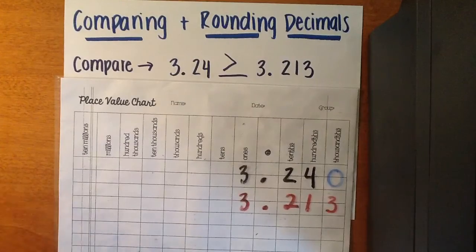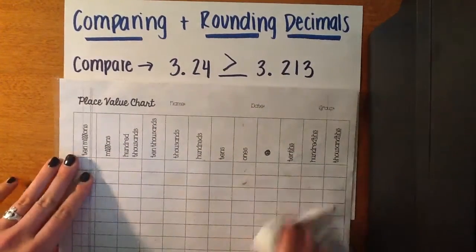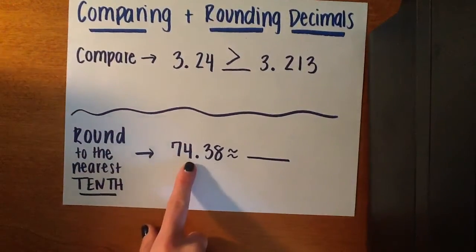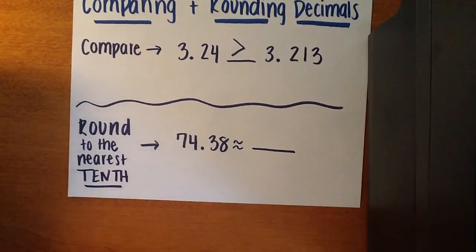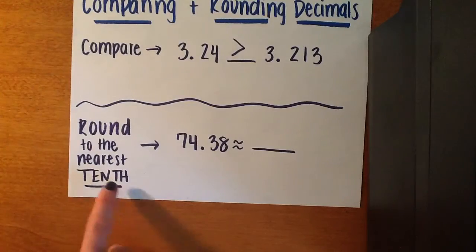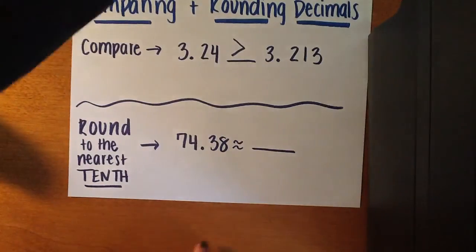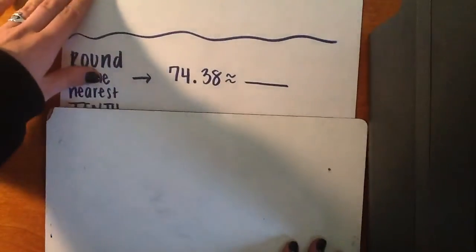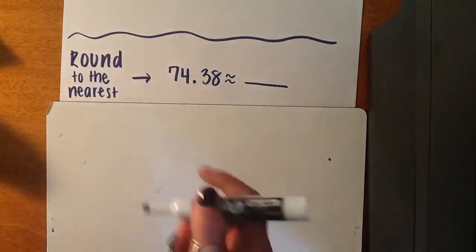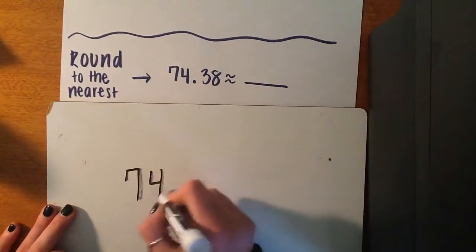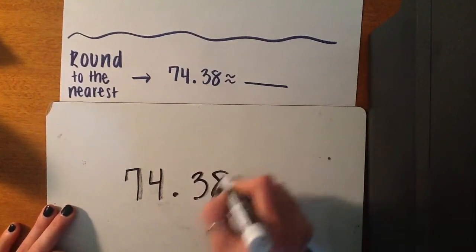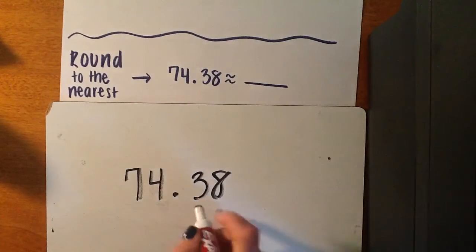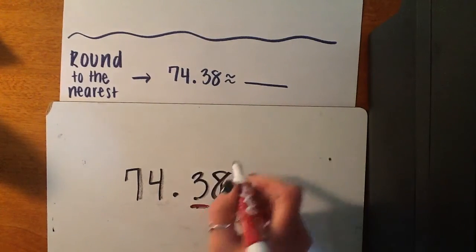Now we're going to round our decimals. It says to round this decimal, 74 and 38 hundredths, to the nearest tenth. So I'm going to take a whiteboard and rewrite this number, 74 and 38 hundredths. My tenths place is this 3, so I have to look at the 8.